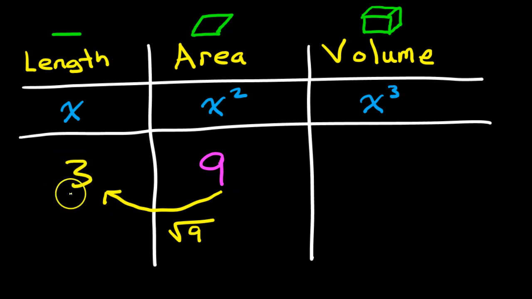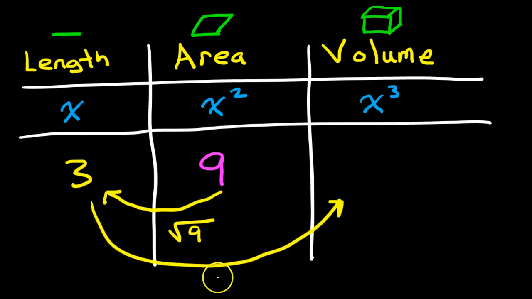Once I know that the length is 3, then I can use that length to find the volume. Because the volume is the length cubed. So 3 to the third power turns out to be 27. So I started with the area, I could work my way backwards to get the length, and then I could get the volume.